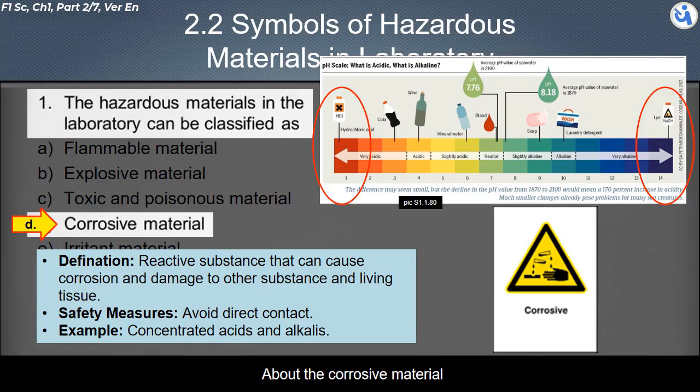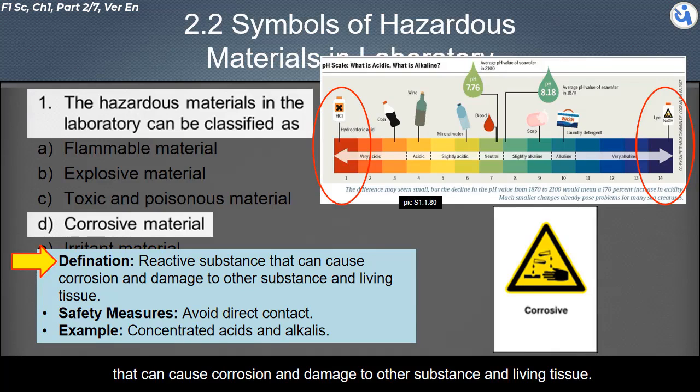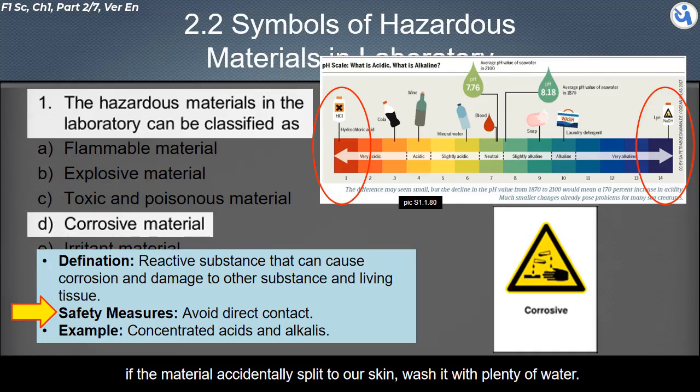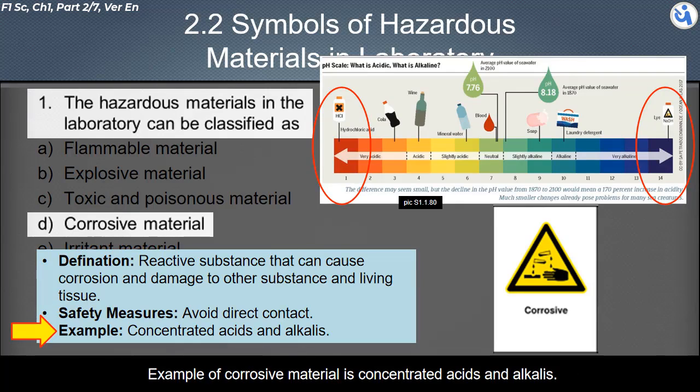About the corrosive material. Corrosive materials are reactive substances that can cause corrosion and damage to other substances and living tissue. For safety measures, we must avoid direct contact of corrosive material with our skin and eyes. If the material accidentally spills on our skin, wash it with plenty of water. Examples of corrosive material are concentrated acids and alkalis.